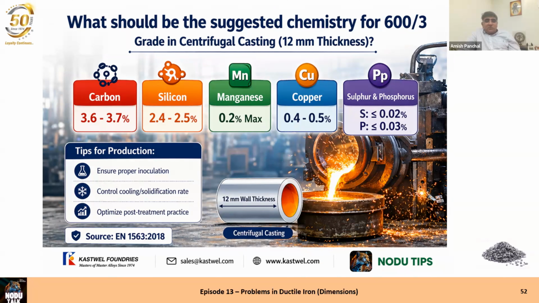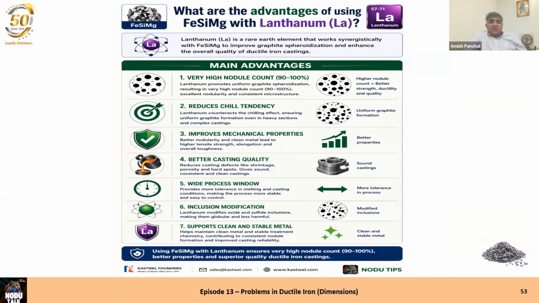Then one question was asked: what should be the suggested chemistry for 600/3 grade in centrifugal castings with 12 thickness? This was the answer given by Dr. Basutkar, and we have converted it into a graphic of suggested chemistry based on the EN standard 1563. Another question was asked, what are the advantages of using ferrosilicon magnesium with lanthanum? Because that is the recent trend amongst the foundries. More and more foundries are going for lanthanum containing ferrosilicon magnesium. So these we have also listed out.